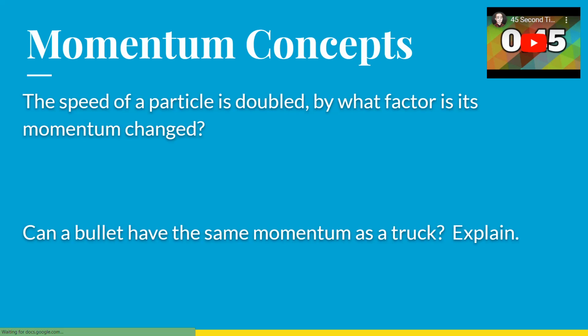All right, so let's see if we can answer a couple of little questions here. The first one says the speed of a particle is doubled. By what factor is its momentum changed? Again, that equation is momentum equals mass times velocity.